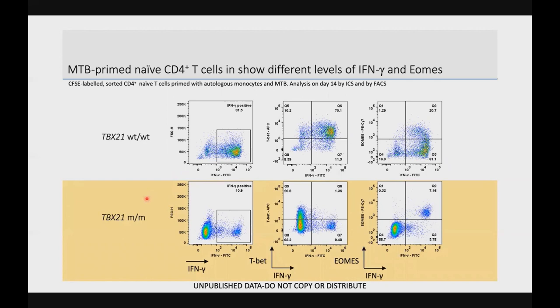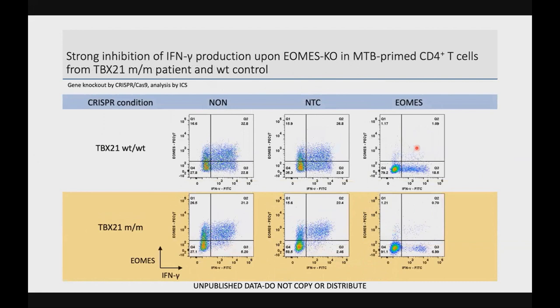The naive T cells from the patient could also be primed, although in this condition, only a few can acquire the ability to produce interferon gamma. These cells do not express TBET, but interestingly, they all express a very high level of EOMES. So at this point, we used CRISPR-Cas9 to knock out EOMES in these early stages of T cell differentiation, and found that indeed EOMES is required for the acquisition of interferon gamma producing capacity by the naive T cells primed in vitro with MTB.